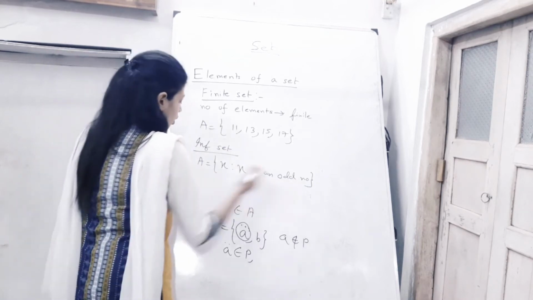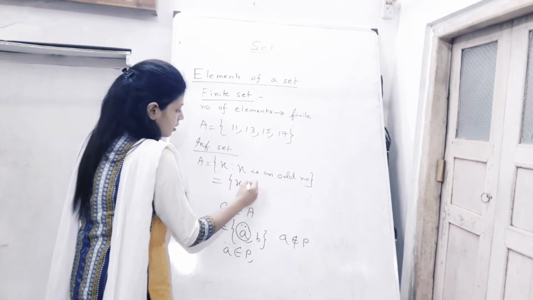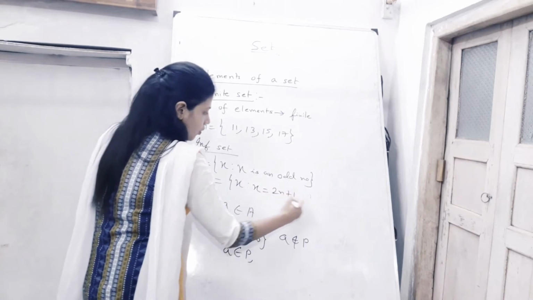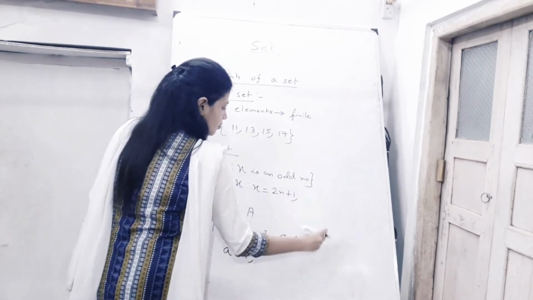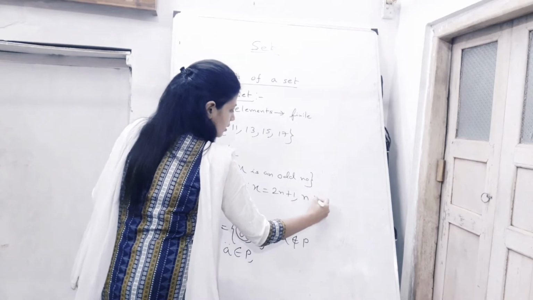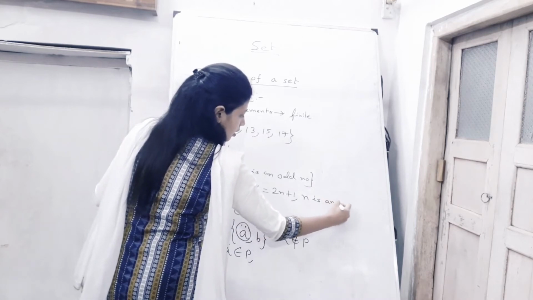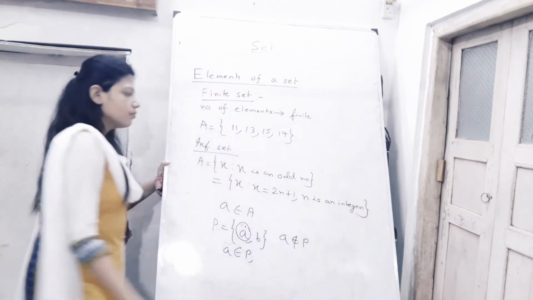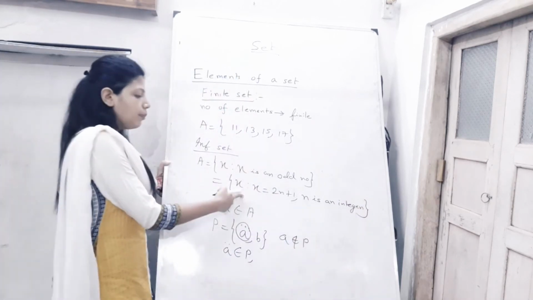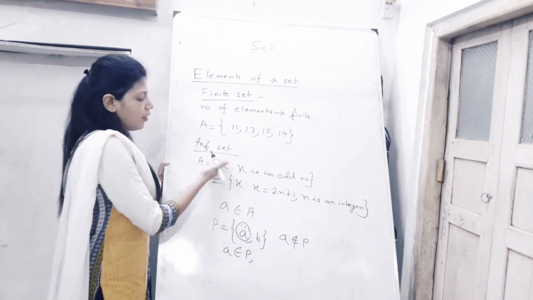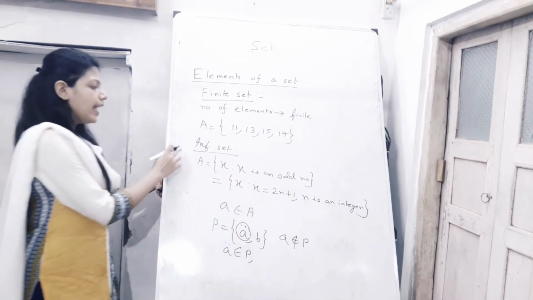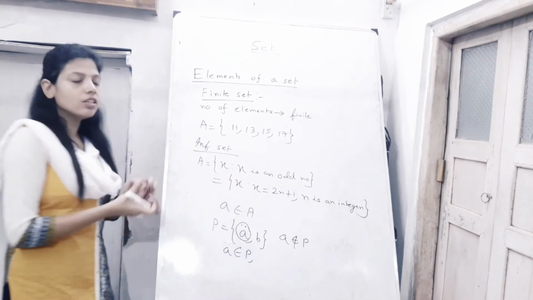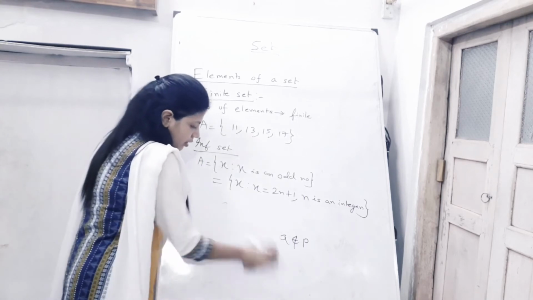But in this form we also can write x such that x equals 2n plus 1, n is an integer. This one you can write. Okay, so both are set builder form here, but just a different representation. So infinite set means the number of elements will not be finite. We can't write all the elements here, uncountable.